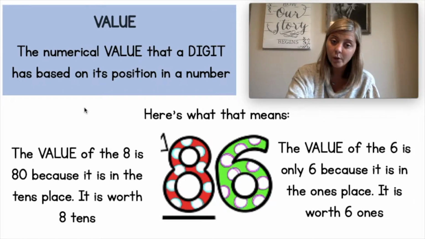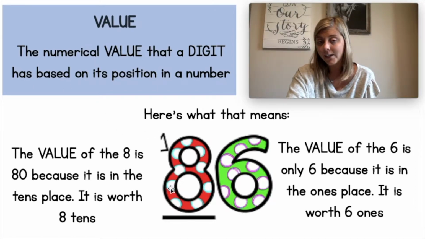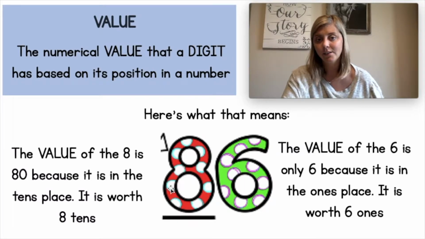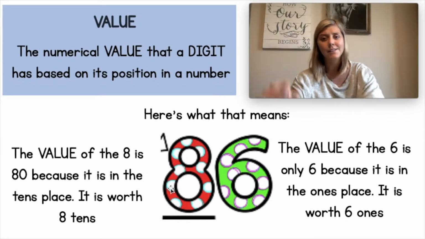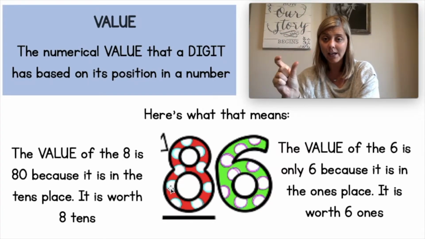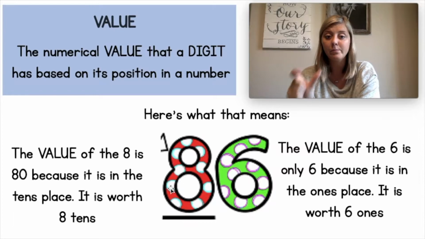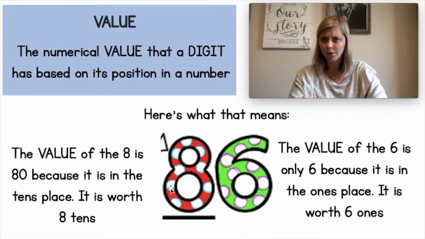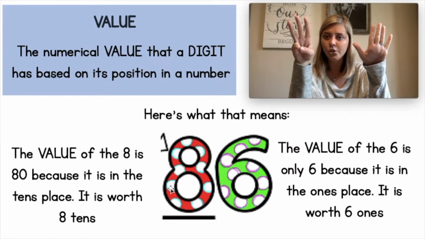The value of the 8 is 80 because it's in the tens place. That means it's worth 8 tens. So the value of the 8 is not just 8, 1, 2, 3, 4, 5, 6, 7, 8. Because that 8 is located in the tens place, that means that we're talking about 8 tens. So let's put 8 fingers in the air just to make sure.